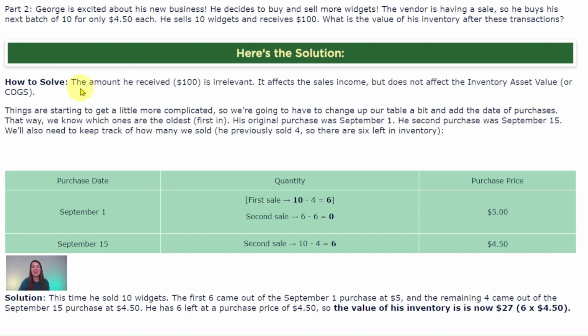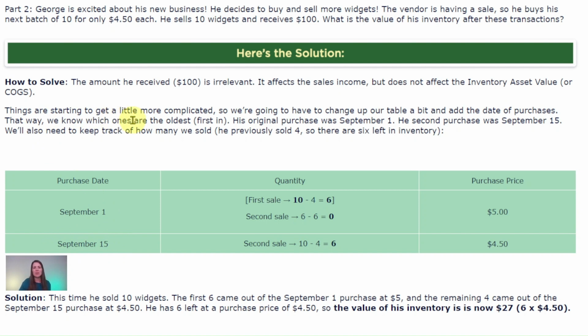So here's the solution. The amount he received, $100, is again irrelevant. It affects the sales income, but does not affect the inventory asset value or COGS. So since things are getting a little more complicated, we're changing up that table a little bit from what we had on part 1 of this scenario, and added a date to the purchases. So we have a September 1 and a September 15.